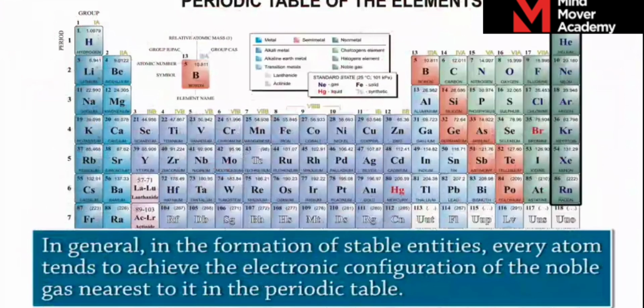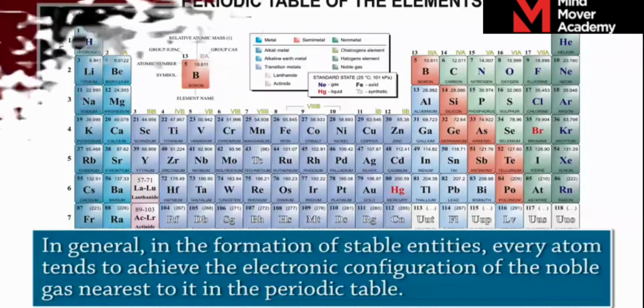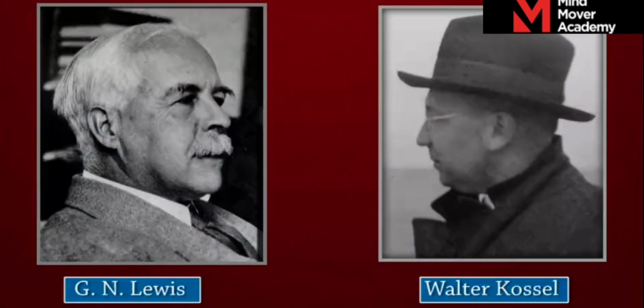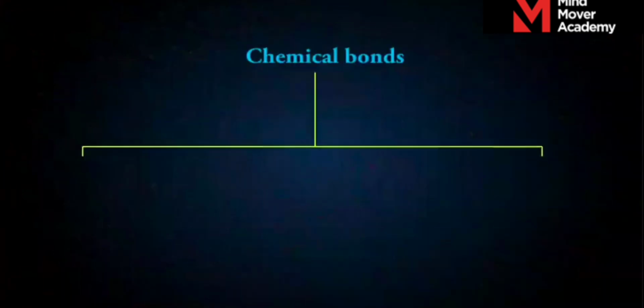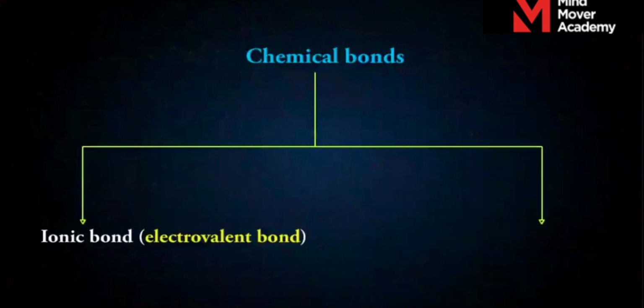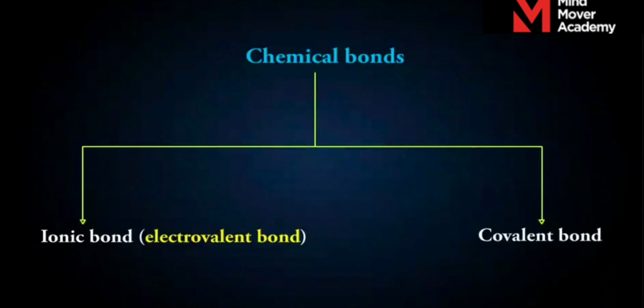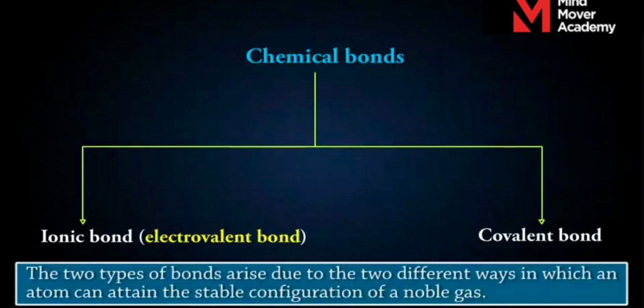In general, in the formation of stable entities, every atom tends to achieve the electronic configuration of the noble gas nearest to it in the periodic table. The work of G. N. Lewis and Walter Kossel led to the identification of 2 types of chemical bonds: the Ionic Bond or Electrovalent Bond, and the Covalent Bond. The 2 types of bonds arise due to the 2 different ways in which an atom can attain the stable configuration of a noble gas.